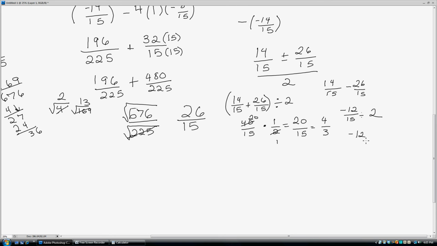So negative 12/15 times 1/2. Let's see, this reduces by 3. And then my 4 reduces by 2. So I get negative 2/5. Those are my two answers.